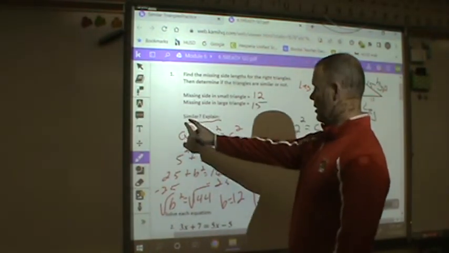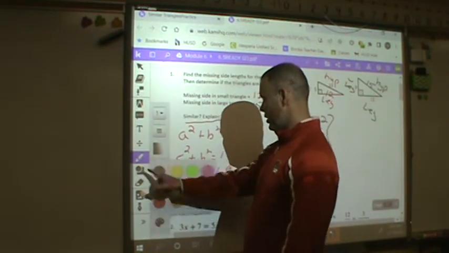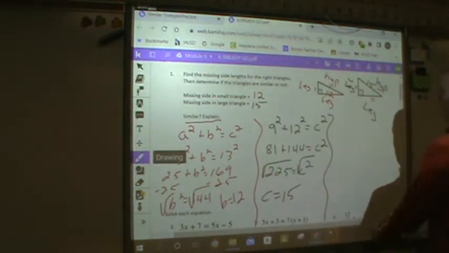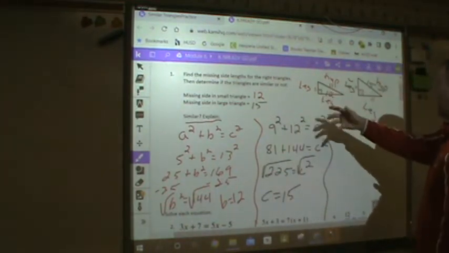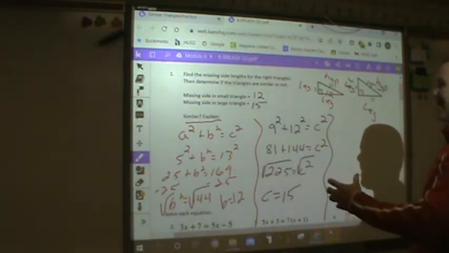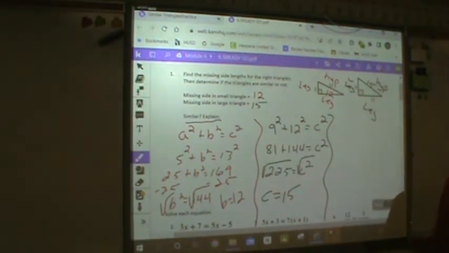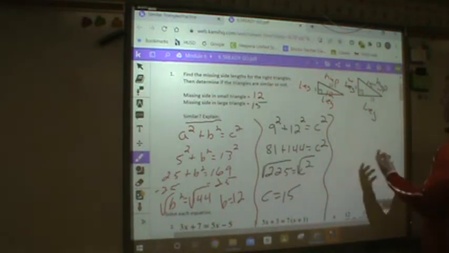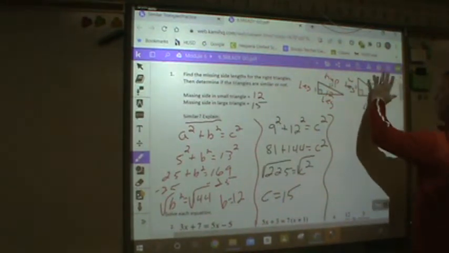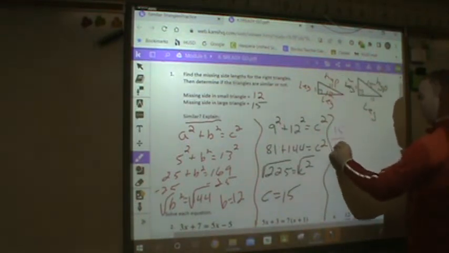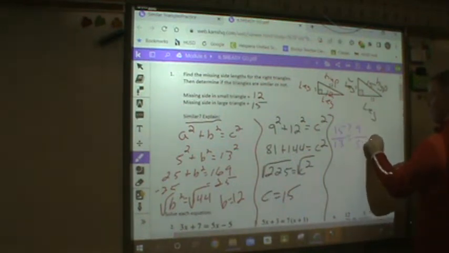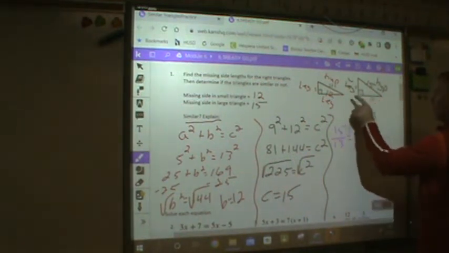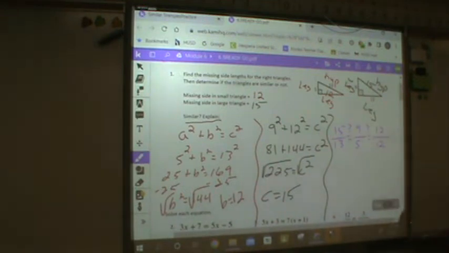Now, the last thing is, it says, are they similar? This is what you're going to have to do in question number 7. Are they similar? Well, what do we know about similar figures? They all have the same angles. It looks like the angles are all the same. Also, the sides have the same ratio. So I'm going to compare corresponding sides. I'm going to go large to small, just because I like to. 15 over 13, is it equal to 9 over 5? And is that equal to 12 over 12? Well, right away I can tell you that they're not similar.